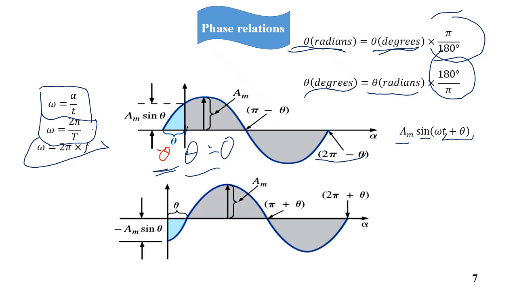And for the curve here, at theta equals 0, the value of the waveform equals negative A maximum sine theta, where we have shifted the waveform to the right by an angle theta, and this will shift all the rest of the angles by an angle theta. Pi will be pi plus theta, and 2 pi will be 2 pi plus theta. Then the waveform will be A maximum sine omega t minus theta, as it is a shift to the right.